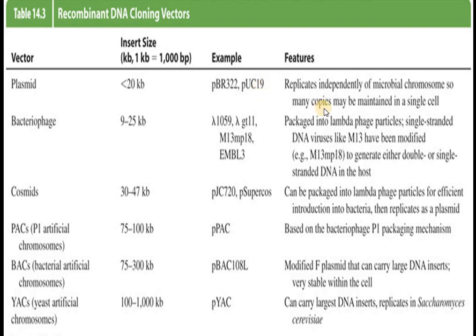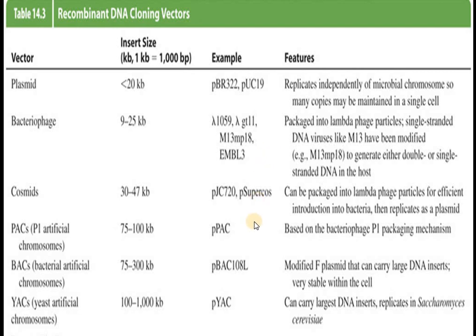So what are the features of a plasmid? It replicates independently of the microbial chromosome, so many copies can be maintained in a single cell. Bacteriophage is nothing but a virus that attacks bacteria. Examples are lambda phage vectors, M13 vectors, etc. They can be modified.